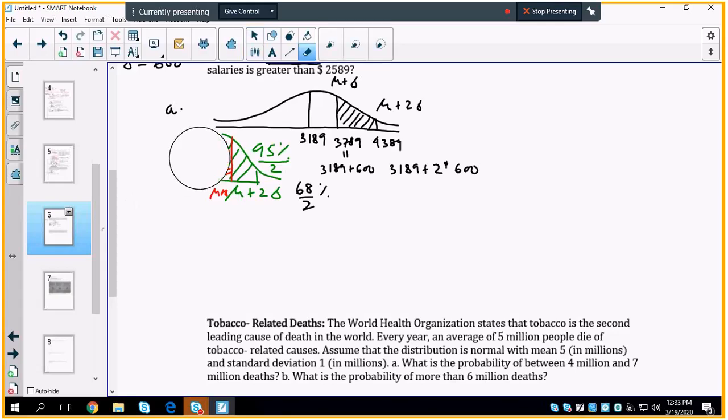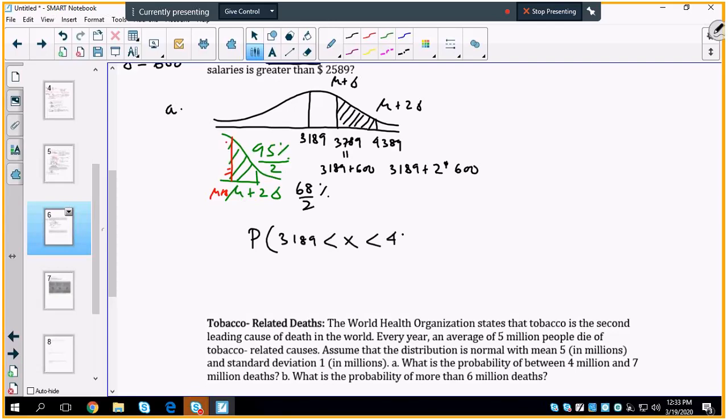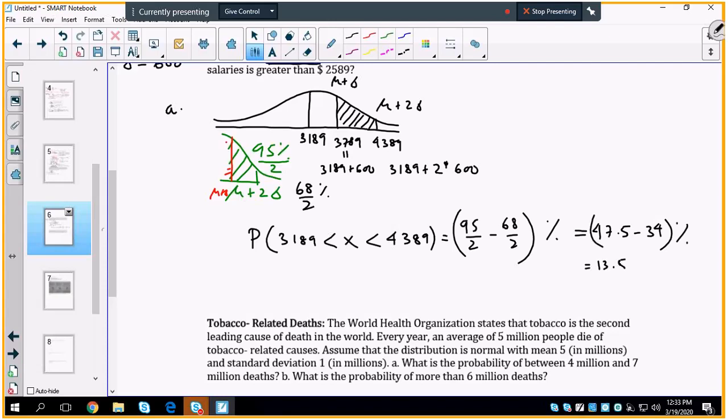That will be whatever was in green minus whatever you got in red. So I will say that this answer, the probability that I am between 3189 and 4389, is equal to 95 over 2 minus 68 over 2. Because it is talking about proportion, I can use percentages. So the first one is 47.5 minus 34. So you get 13.5 percent, and that answers your question for the first one.